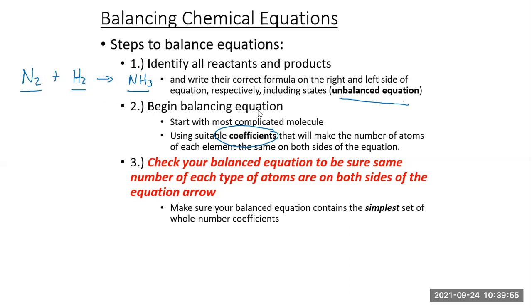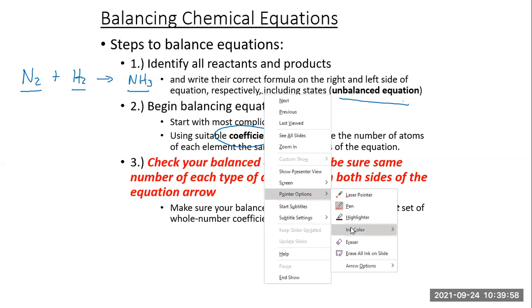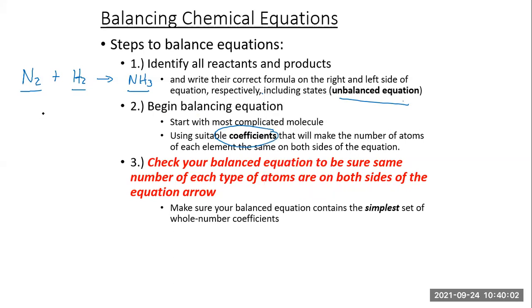And I personally think it's helpful when you get to this part to make a little table. And by a little table, I mean you just list all of the elements that are involved. In this case, it's just nitrogen and hydrogen. On the left-hand side, that's the reactant side. On the right-hand side, that's the product side. And just take a little accounting of what you got going on.